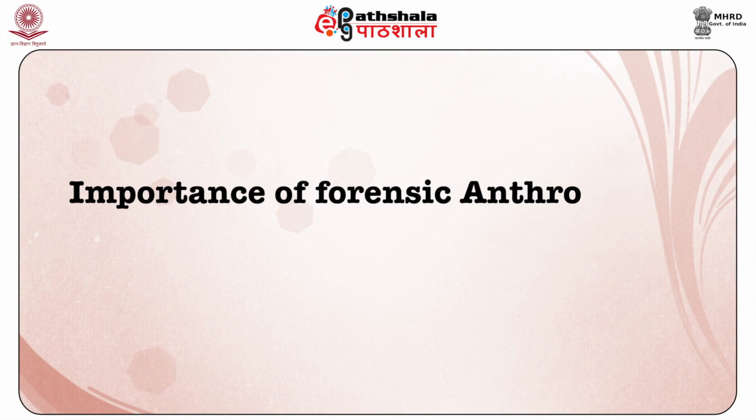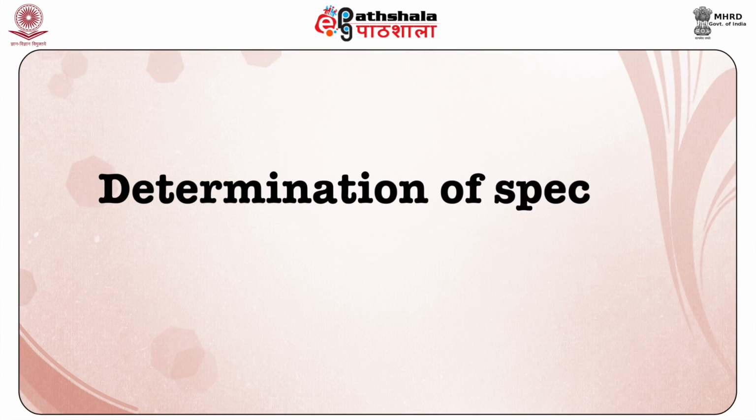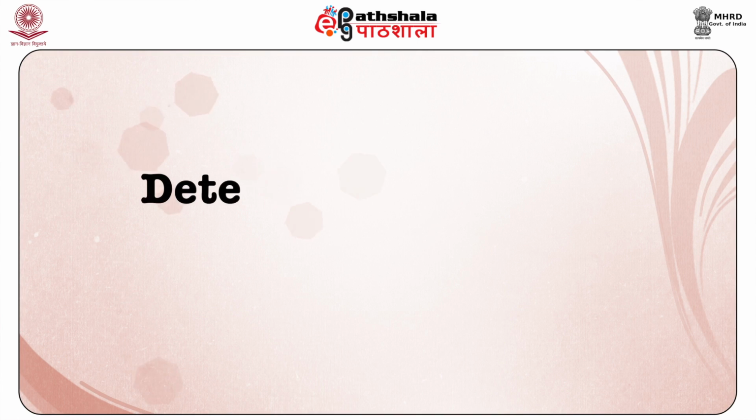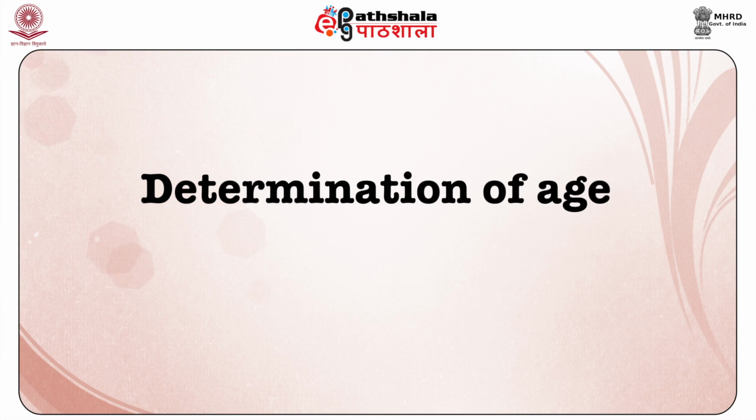Is there evidence of trauma or pathology? Now, let us see the importance of forensic anthropology. First is determination of species. The bones should be sorted out into human or non-human bones. Then, determination of age. The appearance of union of centers of bone, the growth and certain other changes in bones and teeth help the investigator in determining the age of the individual at the time of death.